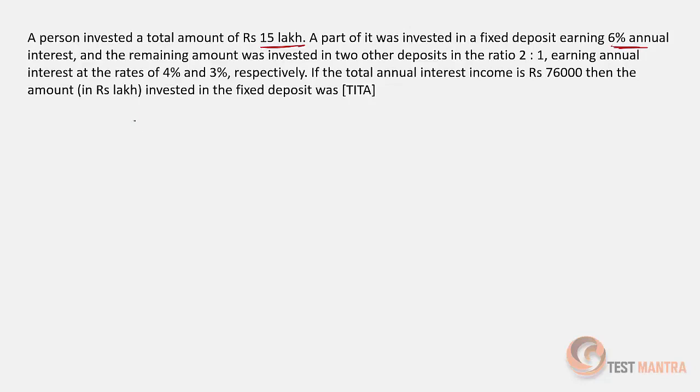So let's say I have 3 deposits here, first, second and third, and this is in the ratio of 2:1, and earning is 4% and 3% here, and this is nothing but 6%. These 3 are the figures given. Now the total interest income is rupees 76,000. So let's find out 76,000 is how much percent of 15 lakh.